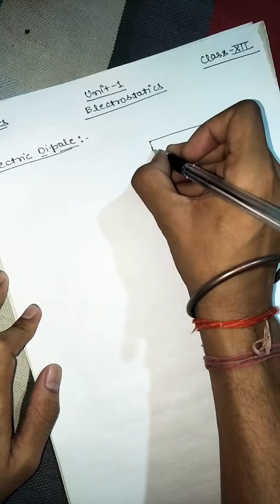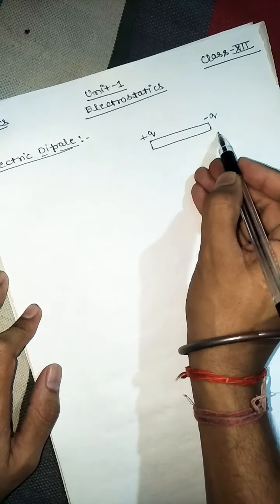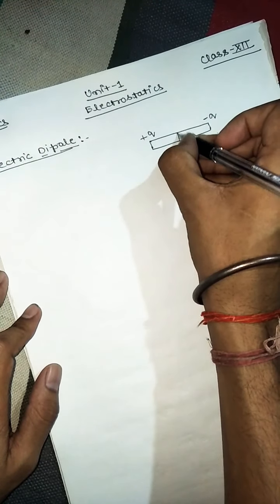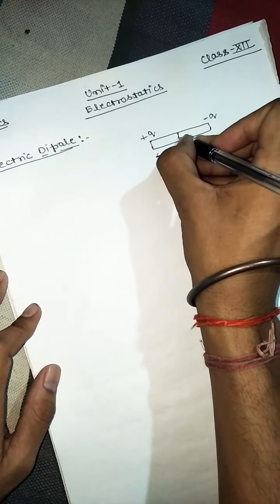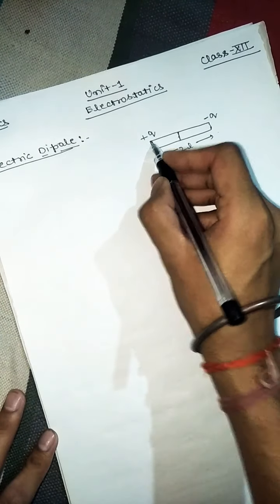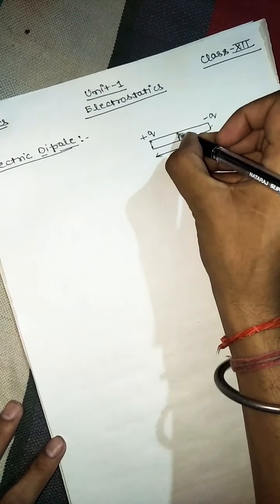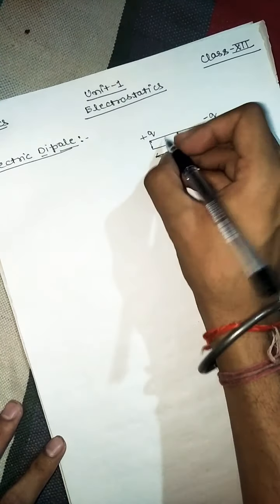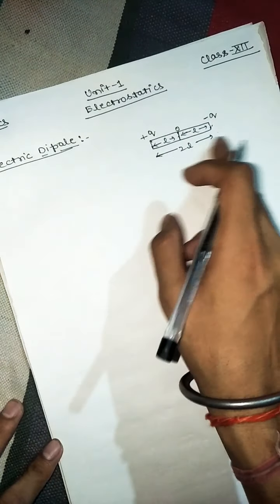It is a set of two equal and opposite charges separated by a short distance. Remember one thing, there would be a mean point or center point separating these two charges. Otherwise, this one is plus q charge and this one is minus q charge, and they will merge and cancel the effect of one another, or get neutralized. So there would be a particular mean point separating these two charges. This can be considered as point O. So it is a set of two equal and opposite charges separated by a short distance.